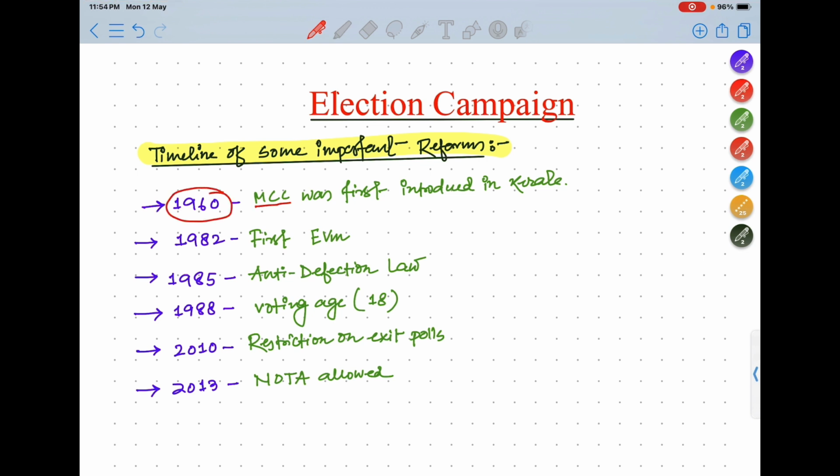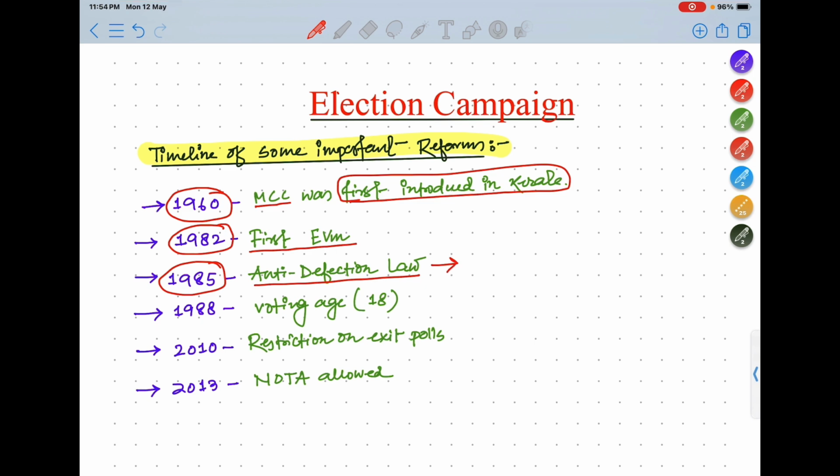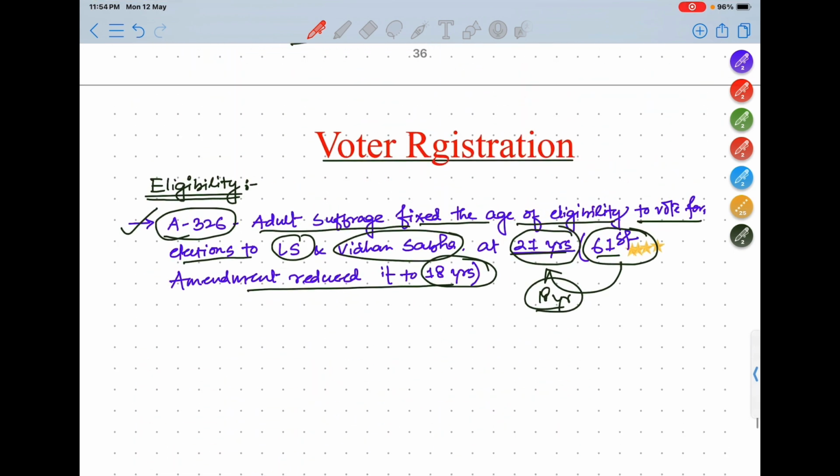1960: Model Code of Conduct was first introduced in Kerala. This is important. 1982: first EVM was used. EVM, electronic voting machine. We shifted from ballot paper to EVM. 1985: Anti-defection law. Do let me know in the comment section which schedule of the Indian Constitution deals with defection. Next, 1988: voting age was reduced from 21 to 18. Now tell me what is the number of the Constitutional Amendment Act? I have said above, it is the 61st.